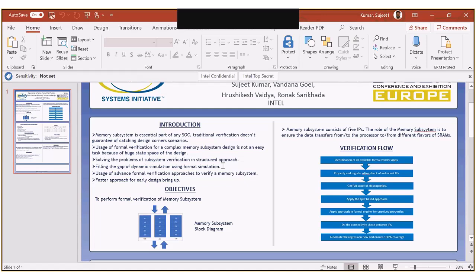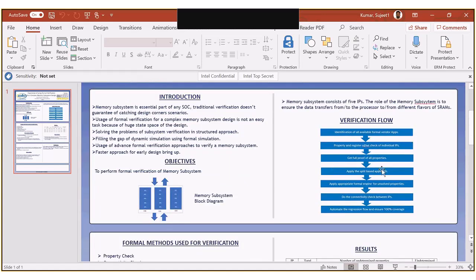Now let's talk about the verification flow. Initially we identified a formal vendor app. Once we identified the formal vendor app, among those we used property and register verification checks of individual IPs. Once we had checked for these two, we tried getting full proof of all these properties. There were many properties for which we didn't have a full proof. For that we applied a split based approach.